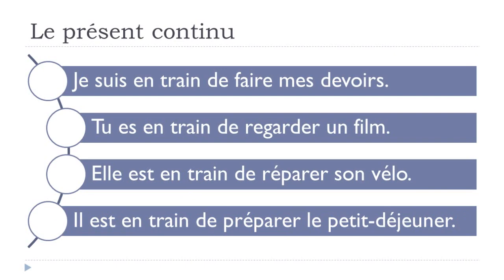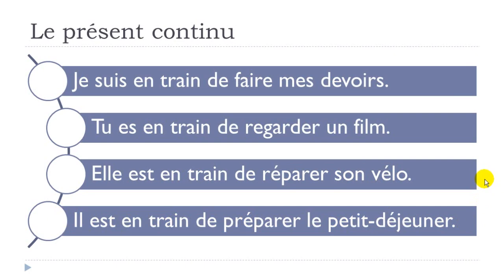Okay, so let's read them one more time. Je suis en train de faire mes devoirs. Tu es en train de regarder un film. Elle est en train de réparer son vélo. Il est en train de préparer le petit déjeuner. Okay, so that's what we call le présent continu.